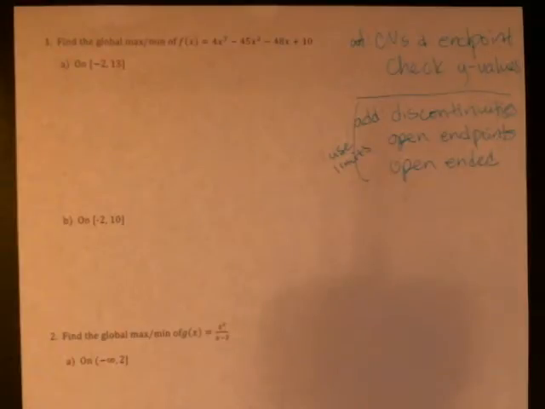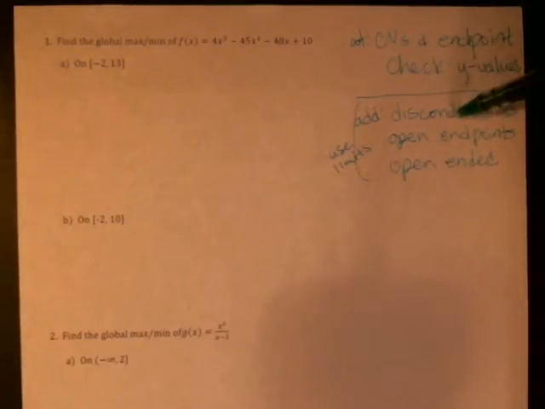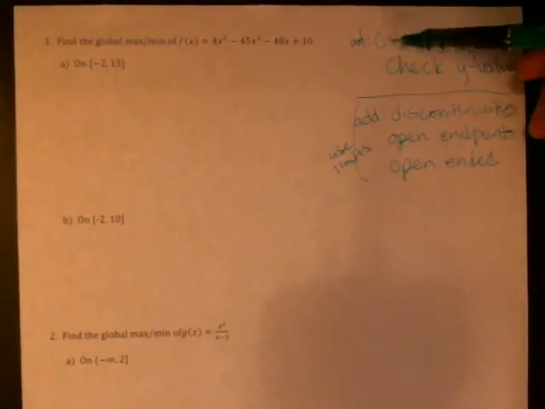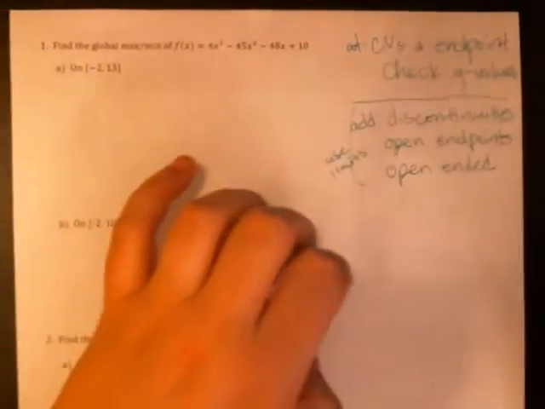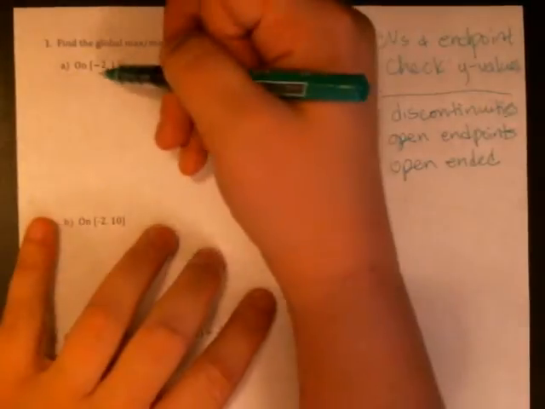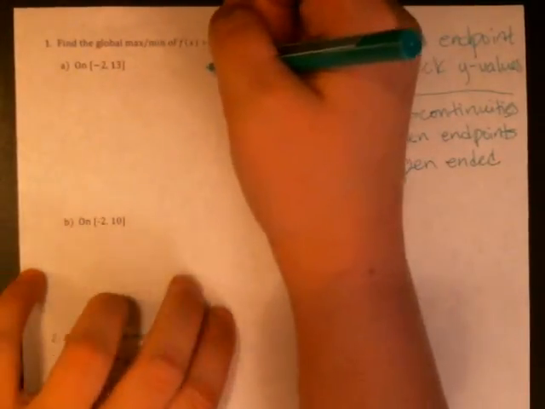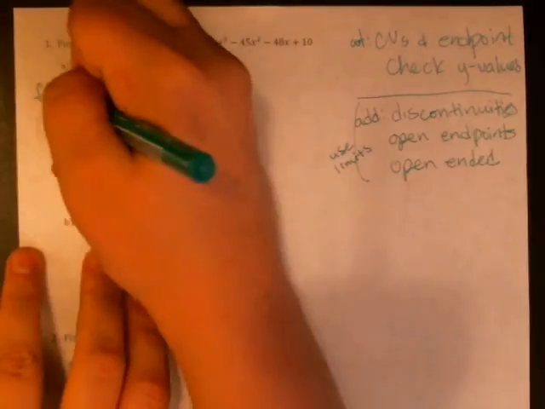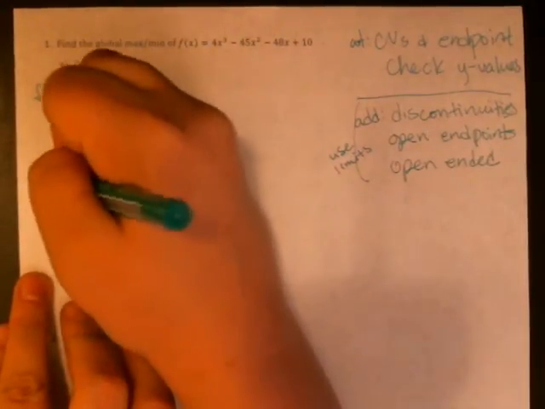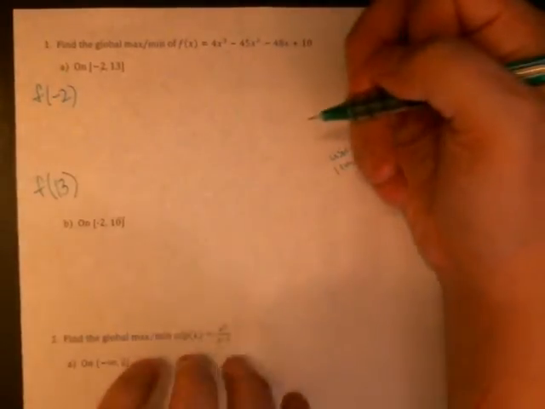What happens as x goes to infinity? What happens as x gets really close to this discontinuity? Okay, so here we don't have any discontinuities, we don't have any open endpoints, it's not open-ended. So we're just going to check critical values and endpoints. So your first step is going to be to find the critical values. I've got the endpoints. So I'm definitely going to need to check f of -2, and I'm definitely going to need to check f of 13.